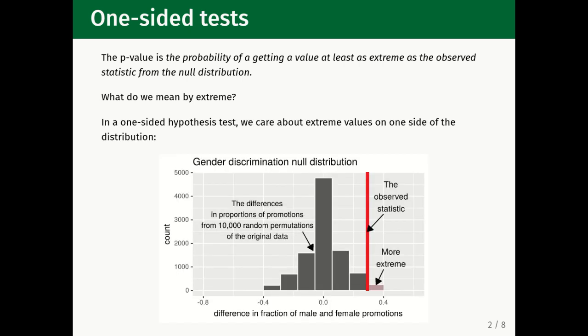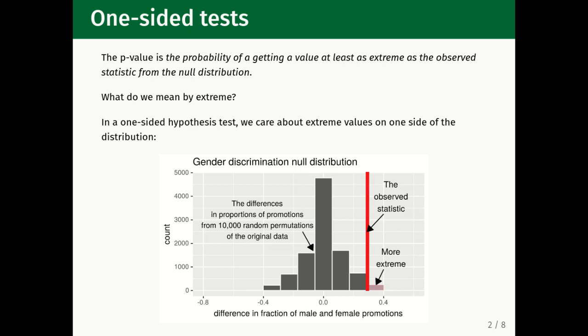Let's take a look at this null distribution. What is the statistic here? It's the difference in promotion rates between men and women. Our observed statistic, the real difference in promotion rates between men and women, is 0.3. It's plotted here by the vertical red line. In pink, you can see the area under the curve that is more extreme than the red line.